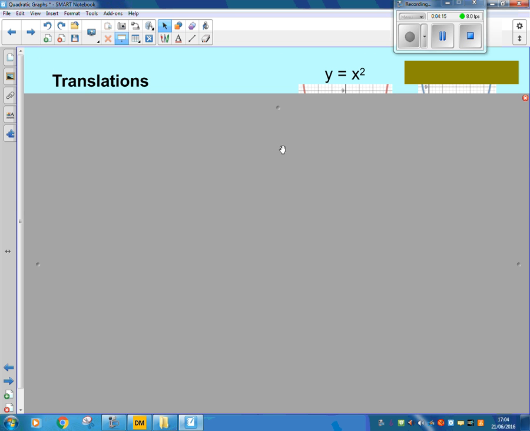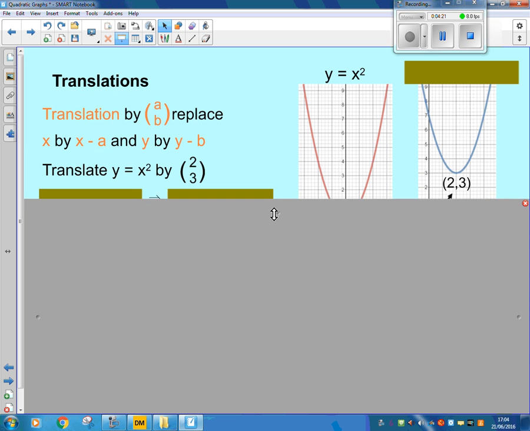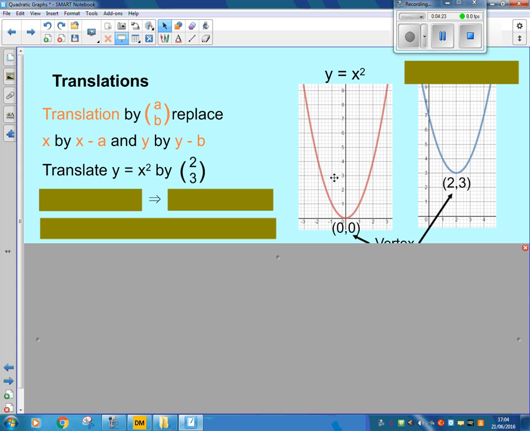Right, now let's have a look at some graphs. But what we're going to do is start with the standard graph y equals x squared, and then we're going to see what happens when we move that graph by using a translation. And the rule is this: if you translate by vector a, b, then you replace x in the expression by x minus a, and y by y minus b.